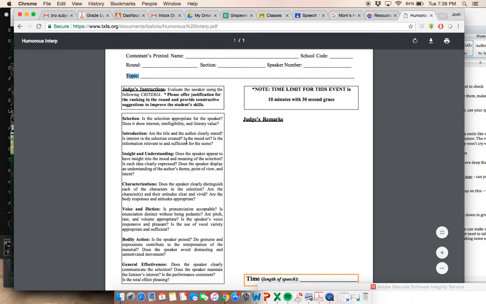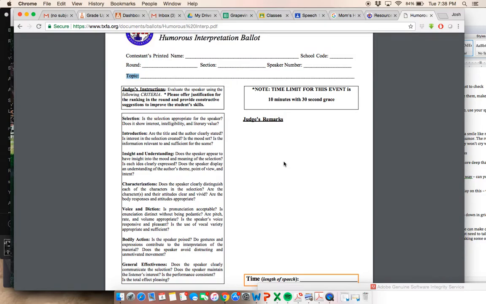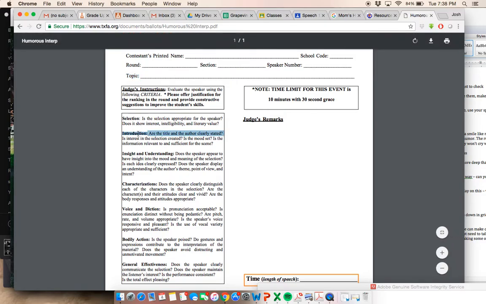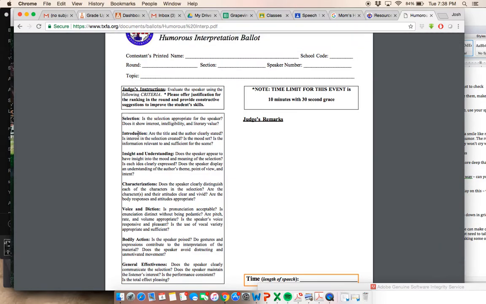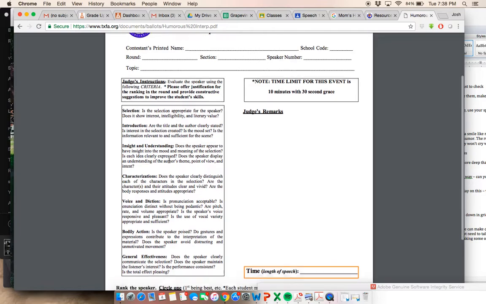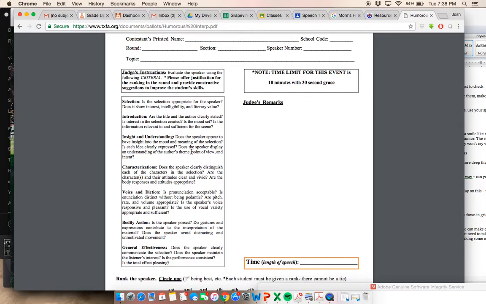So here in HI, you're going to see a lot of different types of questions, right? Is the selection age appropriate? In their introduction, do they state the title and author? Do you get an understanding of what the piece is going to be about? Does the speaker set the mood? Is it clear what the theme is? Is there a theme? Is there a clear plot line?